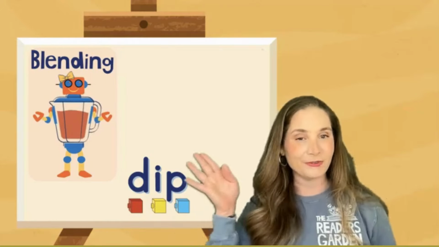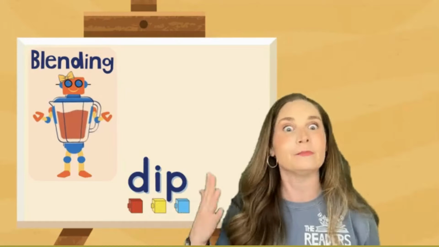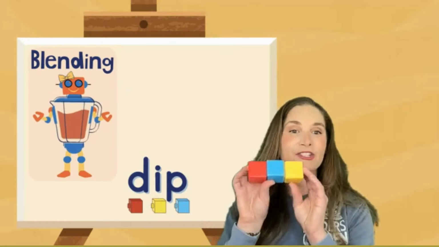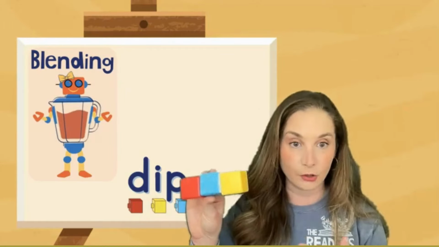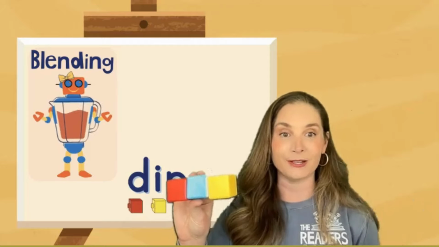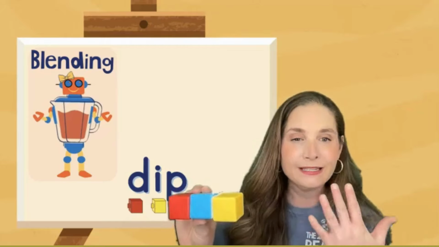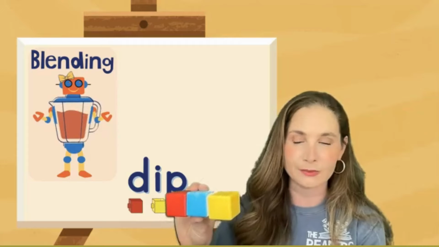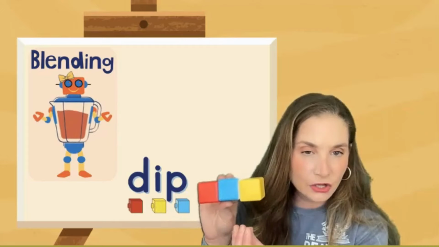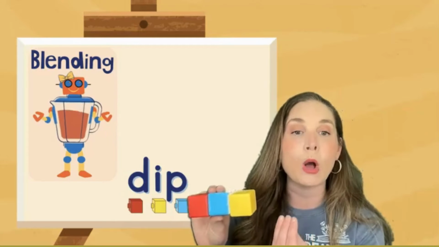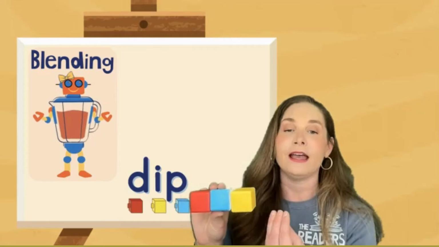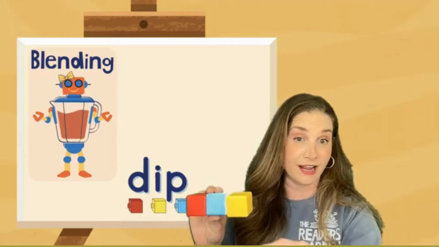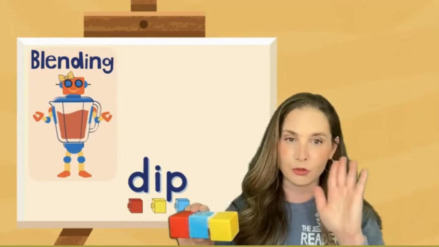So here's my little blender robot that I talk about. Her name is Blenda. And with Blenda, I might show some cubes. And I would say to my student, or to my child if I was working with my own child at home, all right, I'm gonna say some sounds, some phonemes, and I want you to blend those sounds together and tell me what word it is that I am making. They wouldn't be able to see the word written out here, dip. That would be invisible to them. You would have that covered up.